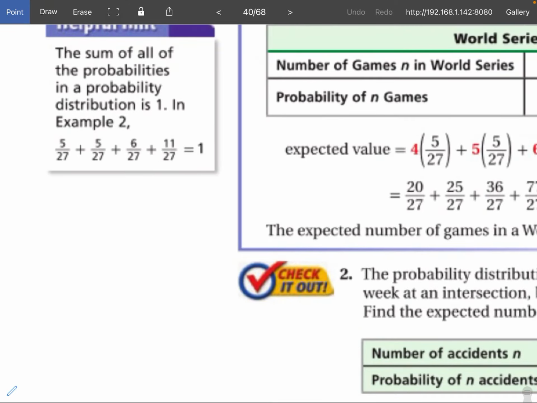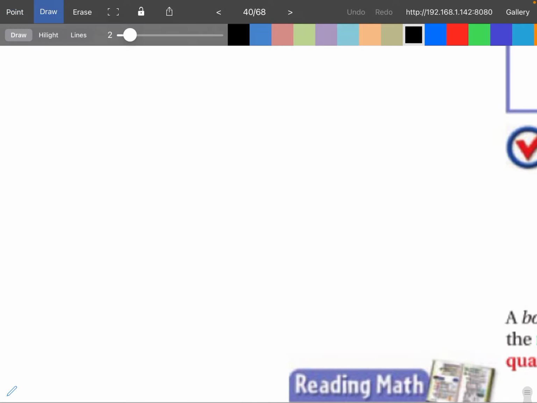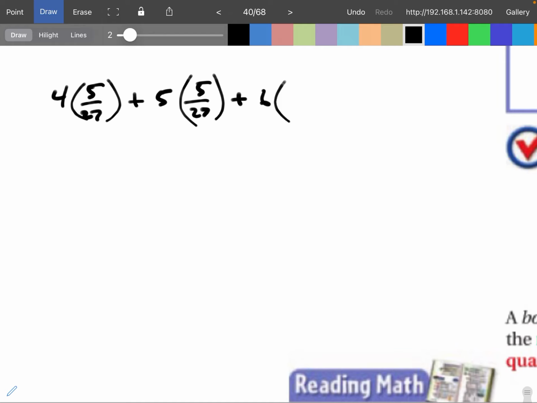So I'll kind of go off on the side here and do it for you guys. So we had 4 games, and the probability that went with that was 5 out of 27. So we multiply those. Plus, then we had 5 games, and the probability that was going to occur was 5 out of 27. Again. Plus, and then we had 6 games, and the probability that went with that was 6 out of 27. And then we had 7 games, and the probability that went with that was 11 out of 27.